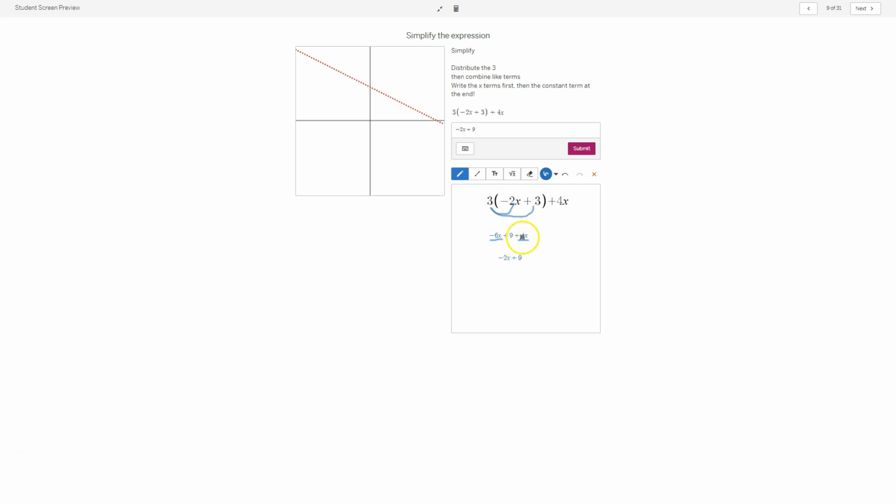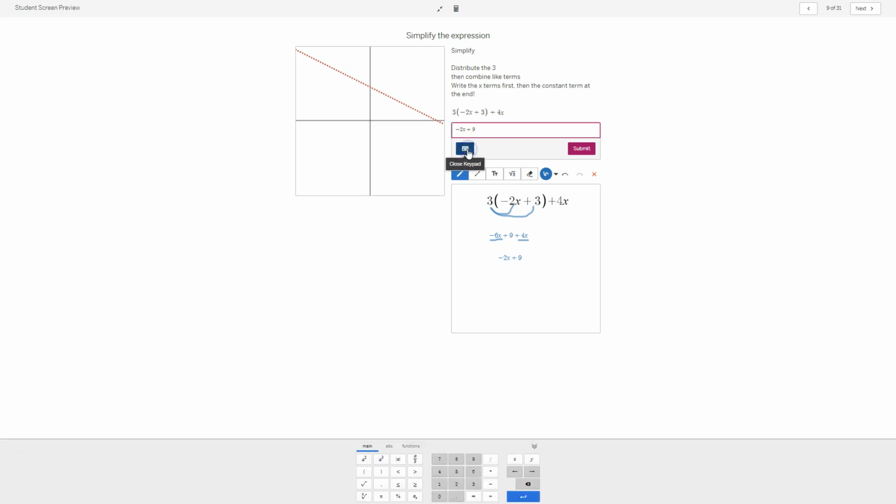A -6 and a +4, the signs are different. Subtract. Keep the sign of the larger. The 6 is bigger than the 4. The 6 is negative, so my answer is negative. 6 minus 4 is 2. So -2x, and then of course you just bring the 9 down. Then I went back up here and typed that in. Again, you can click this button to get the little buttons down here at the bottom.